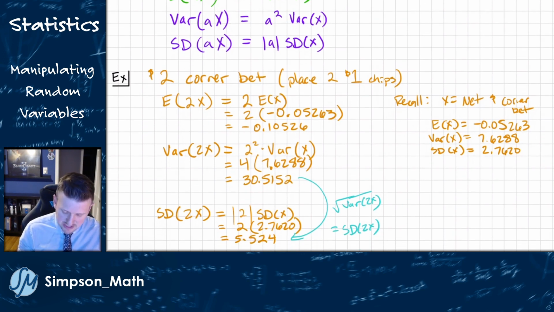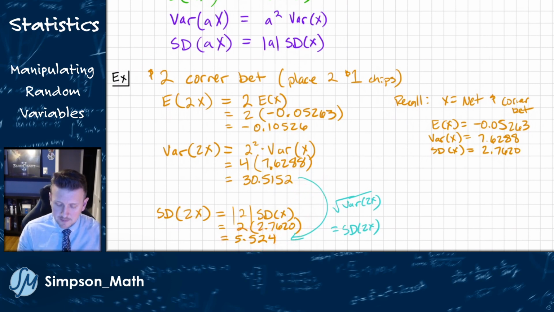Again, for the standard deviation, I need to find the standard deviation of 2x. I don't know what that is, but I do have this property that says I can pop this a out as the absolute value of a times the standard deviation of x. So I'll pop that 2 out as the absolute value of 2, which is just 2, and the standard deviation of x I do know: 2.7620. Do that multiplication, and I get 5.524. Do note that if I square rooted my variance, I would have the standard deviation of 2x. Or, of course, if I squared that number, I would get that 30.